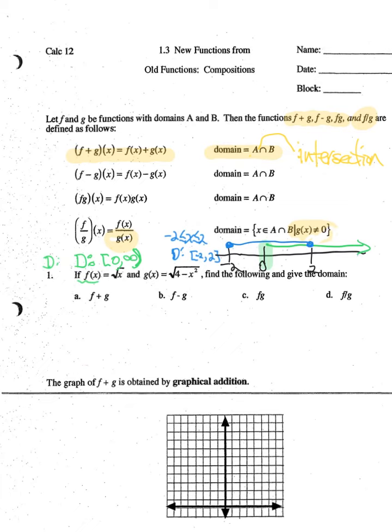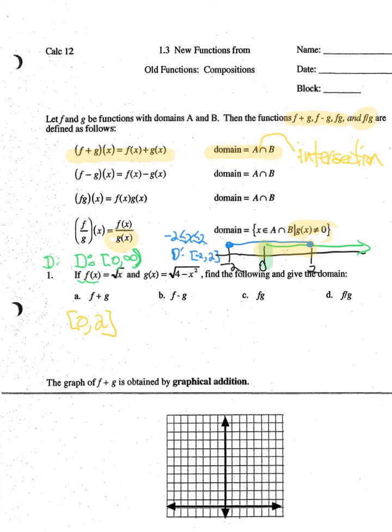Where does everything overlap? What makes everybody happy? Well, everybody's happy at 0 all the way up to and including positive 2. So we would call that the domain for our combined function. So the domain for f plus g would go just from 0 to 2. It would include both of them.